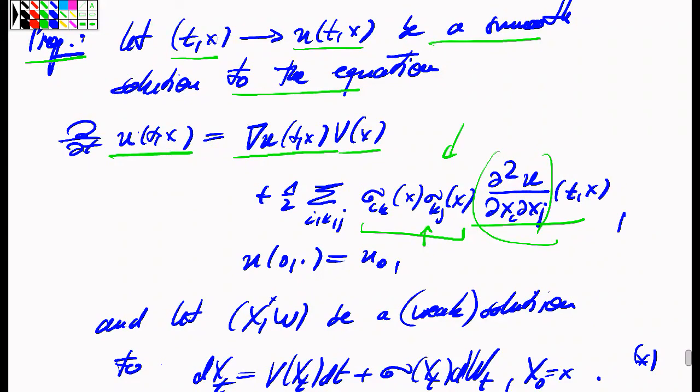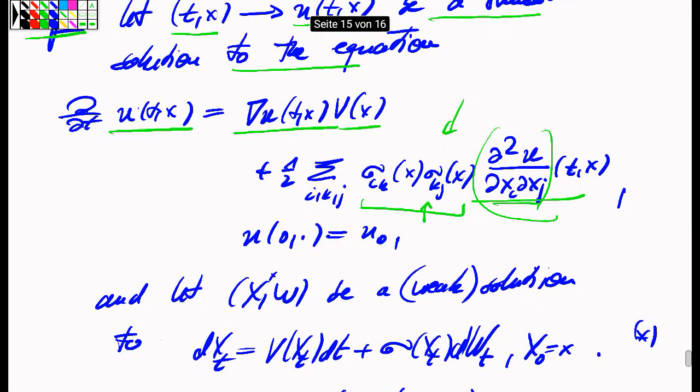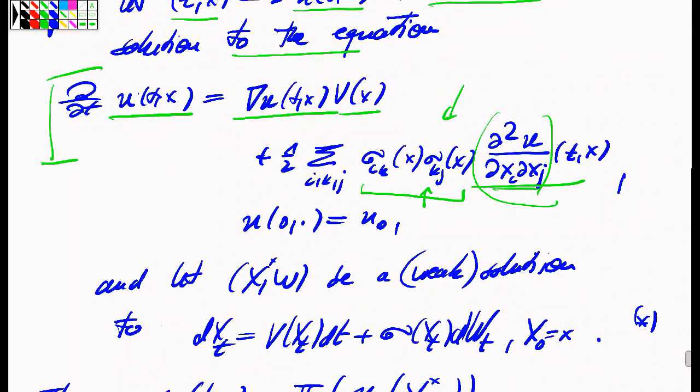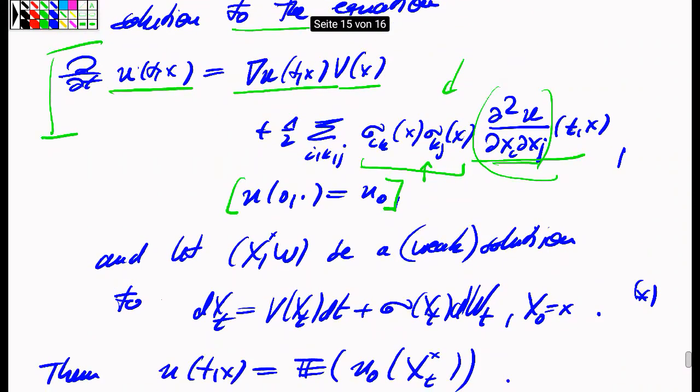Okay, and here we want to assume that the matrix in front of the second order derivatives can be written as the matrix sigma transpose sigma, where sigma is a matrix of a certain dimensionality. And so we want to assume that u satisfies this parabolic PDE, which is a generalization of the heat equation, with a certain initial condition in a function u.